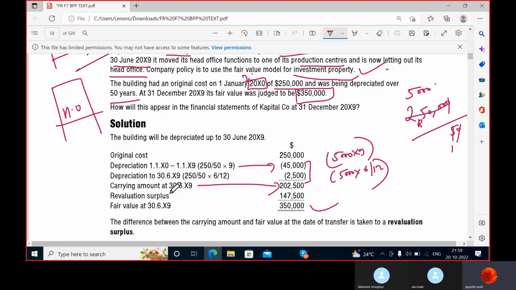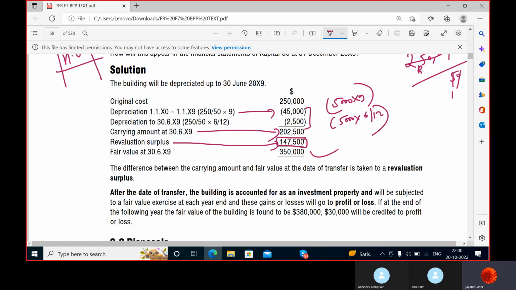This will be shown as revaluation surplus. Why? Because till now the property was owner occupied property. Now they are letting it out to someone. So from now onwards, the property will be termed as investment property, but till now the property was owner occupied property. So this becomes a revaluation surplus or gain. That's it. So after that, the building is accounted as an investment property.